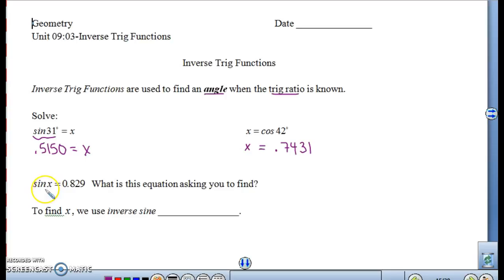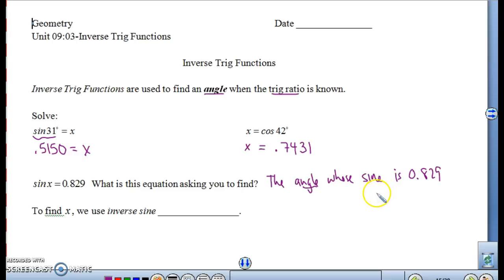Now, notice this one. It says sine of x is equal to 0.829. So what is this equation asking you to find? It's asking you to find the angle whose sine is 0.829. So you have the ratio, you want to find the angle that goes with that.